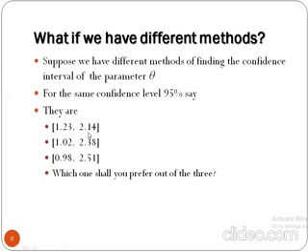This is 1.23 to 2.14. This is 1.02 to 2.38. This is 0.98 to 2.51. Which one would you prefer out of the 3? Anyone will prefer this one because this one is thinner. Given that the confidence level is the same, we will always go with the thinner interval.